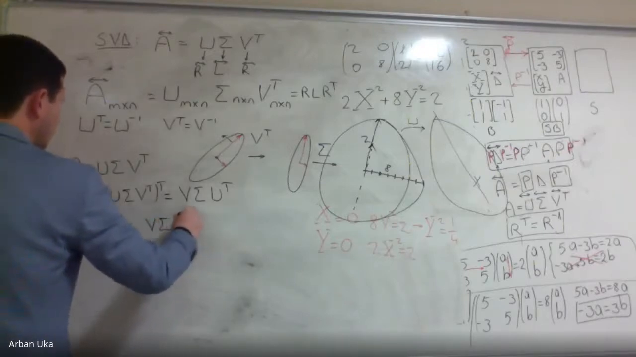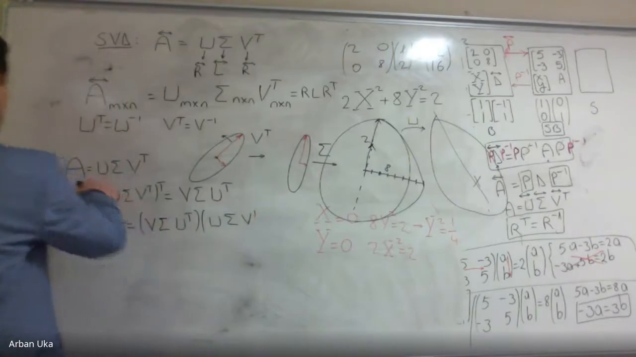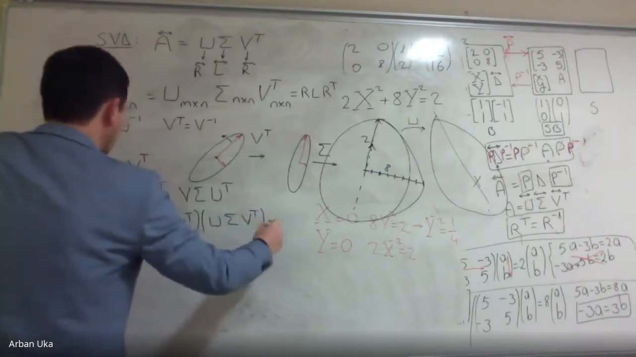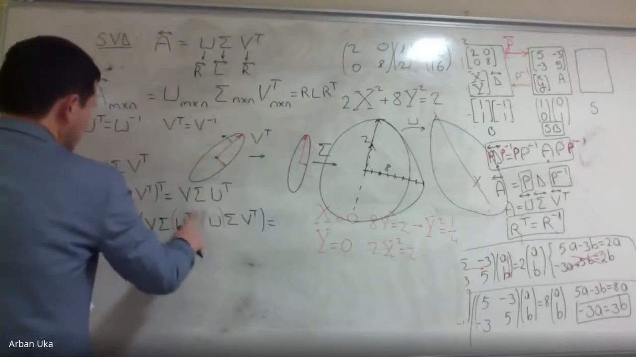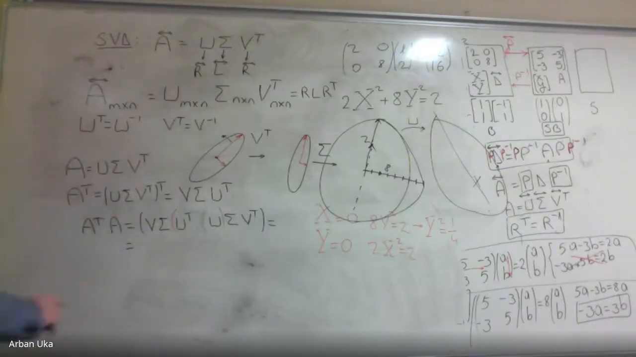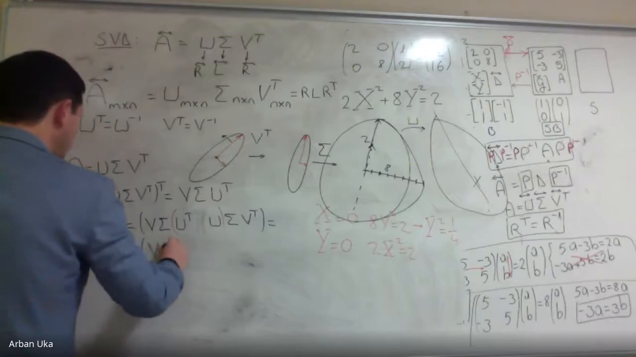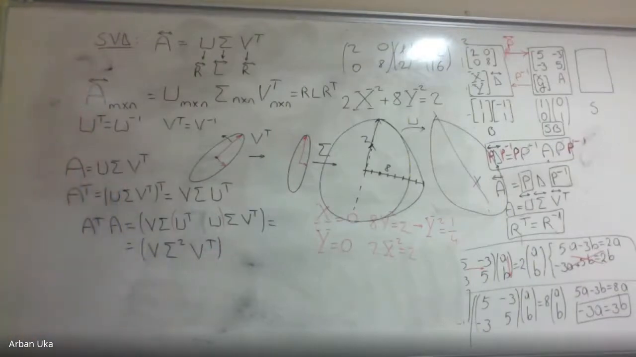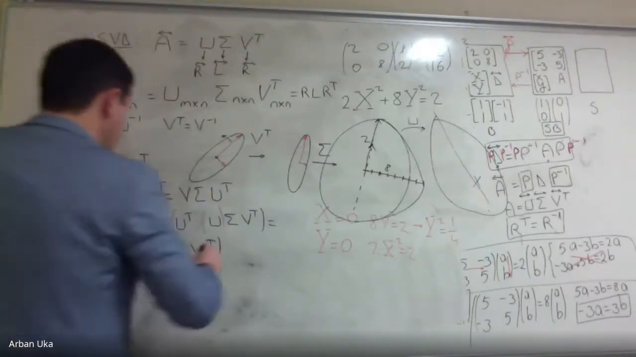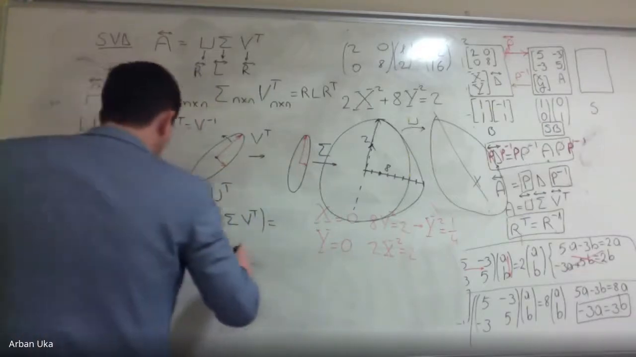V sigma U transpose U sigma V transpose, and this will be equal to, so here we can directly multiply these two by removing these, and since the U transpose times U is the identity matrix, we can simply, or we can see that A transpose A is equal to V sigma squared times V transpose. Okay.